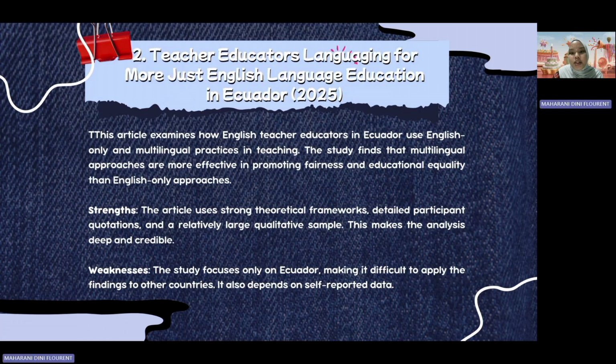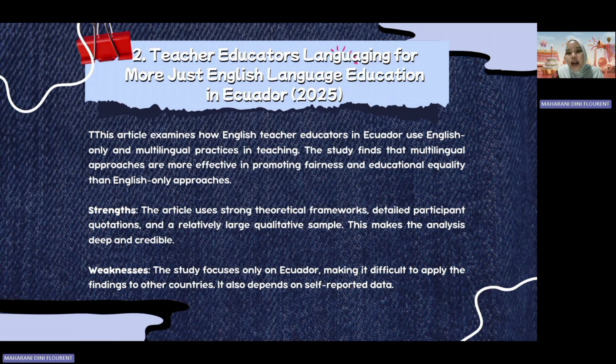The second article is Teacher Educators Languaging for More Just English Language Education in Ecuador, published in 2025. This study examines how English teacher educators use English-only and multilingual approaches in their teaching. The findings show that multilingual practices create a fairer and more inclusive learning environment than English-only approaches. Students can learn more effectively when their first language is also valued in the classroom.